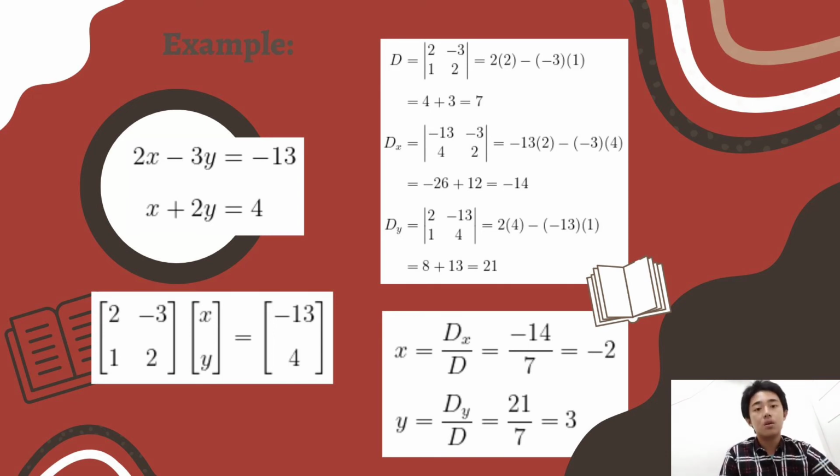To find x, it is Dx over D, which is negative 14 over 7, giving us negative 2. And y is Dy over D, which equals 21 over 7, that is 3. To check if this answer is correct, we put x and y into the equations. 2 times negative 2 minus 3 times 3 gives us negative 13. That is correct. Negative 2 plus 2 times 3 equals 4, and that is correct. So that's all for the example of Cramer's rule.